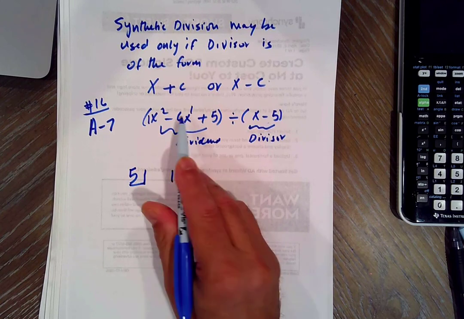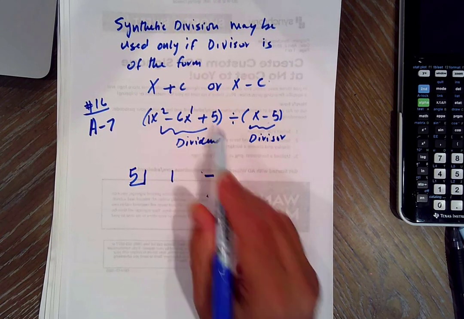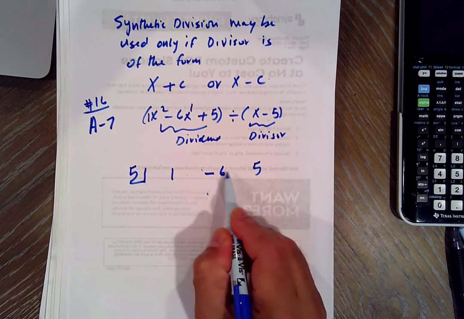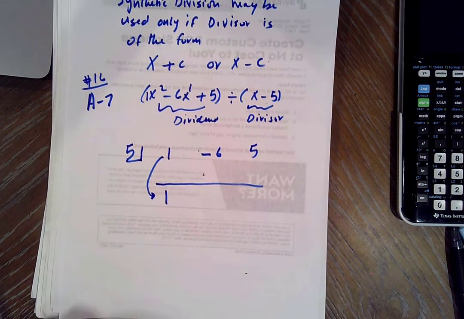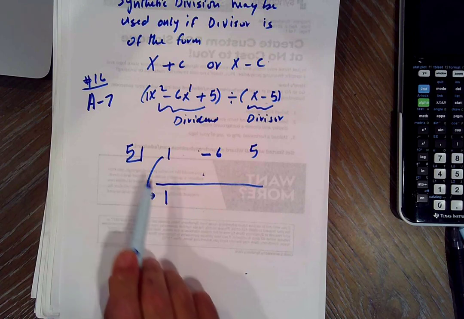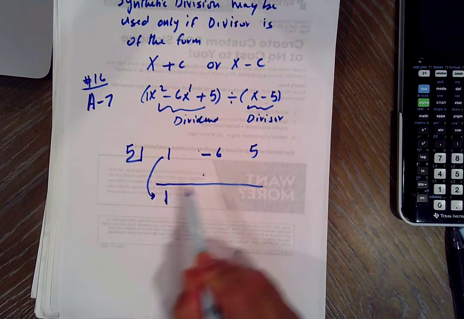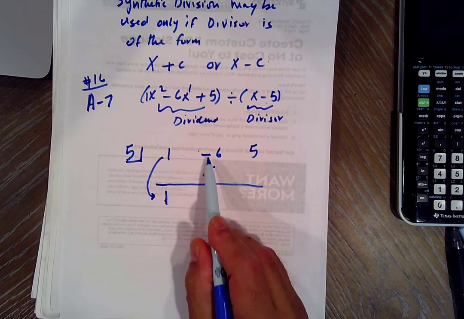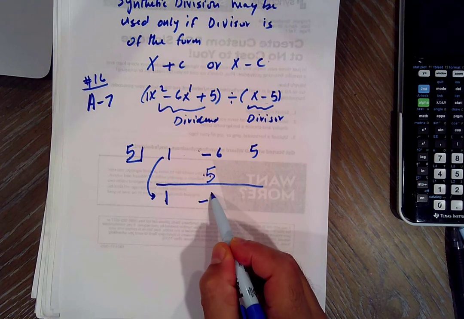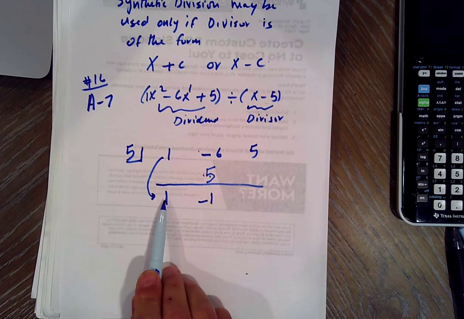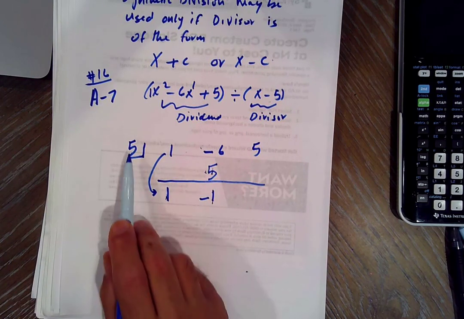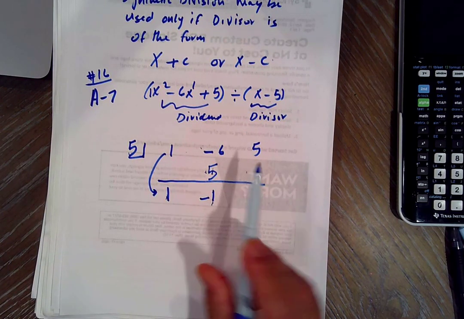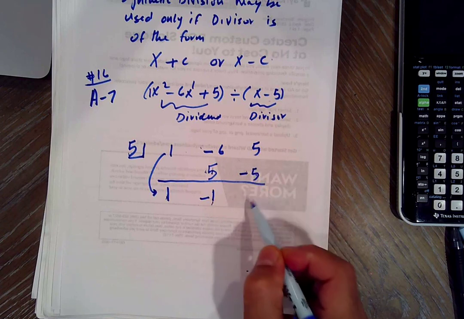And then 1, negative 6, and 5. Make sure you leave spaces between these numbers. You draw a line and then you drop this number, always. And then you do 5 times 1 is 5. You put the 5 under the negative 6. Negative 6 plus 5 is negative 1. Again, 5 times negative 1 is negative 5. Negative 5 plus 5 is 0.